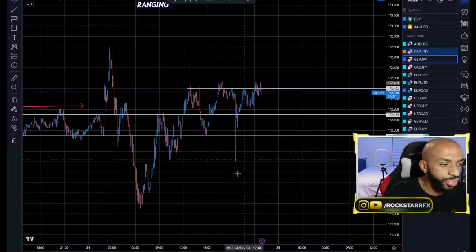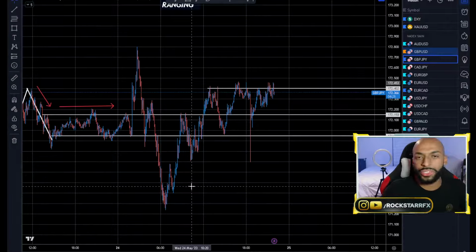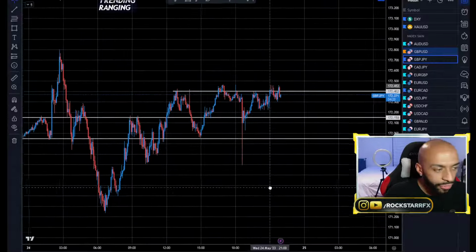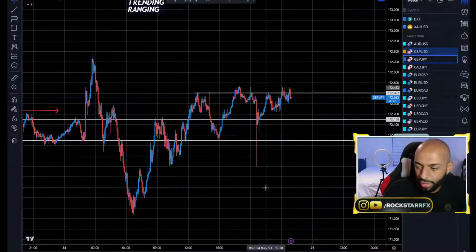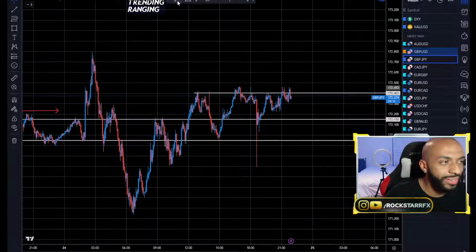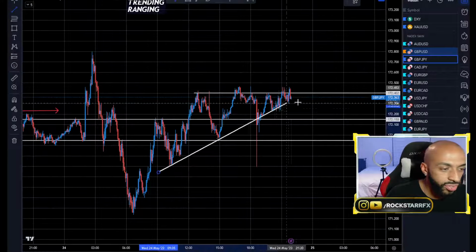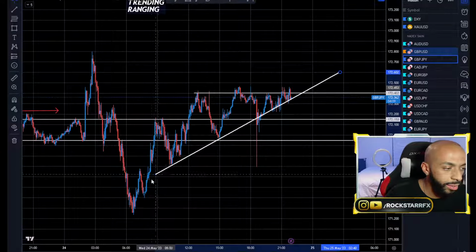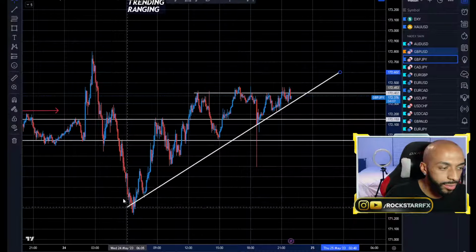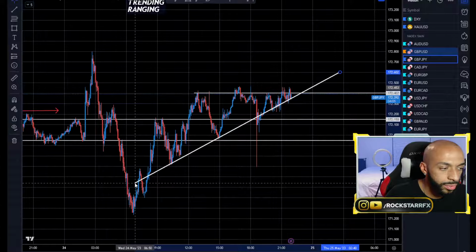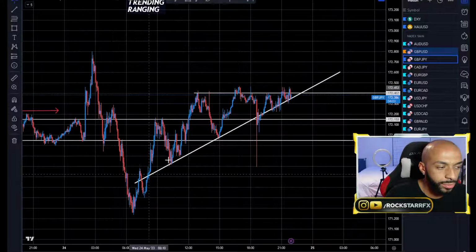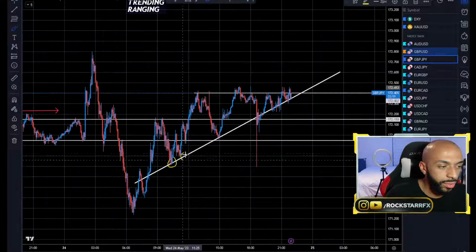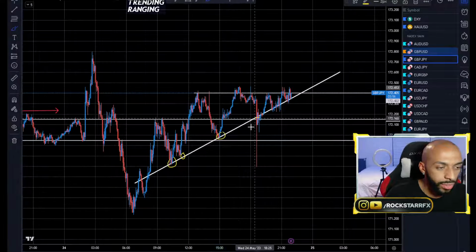The trending market and the ranging market. So the trending market is when you're trading in the direction of the market. You're trading the trend. If there's one thing that I can teach you guys, I say it all the time, the trend is your friend until it bends. So you can take that trend line and get multiple entry points. Trading the trend. Boom. So we have entry, entry, entry, entry.